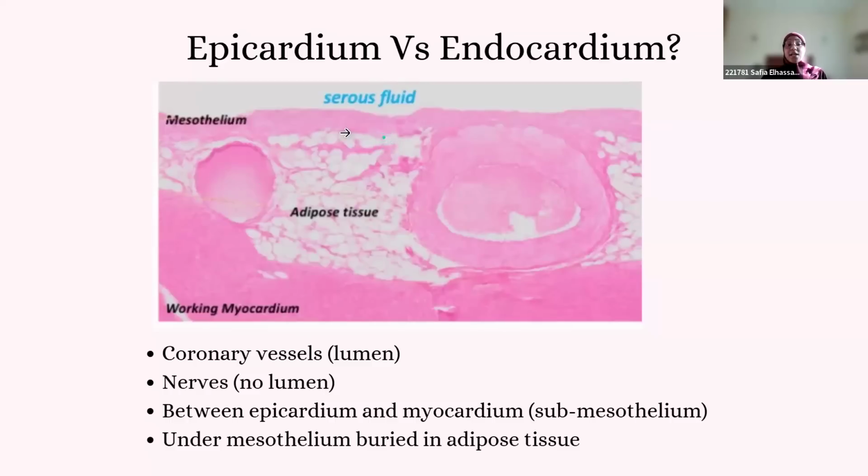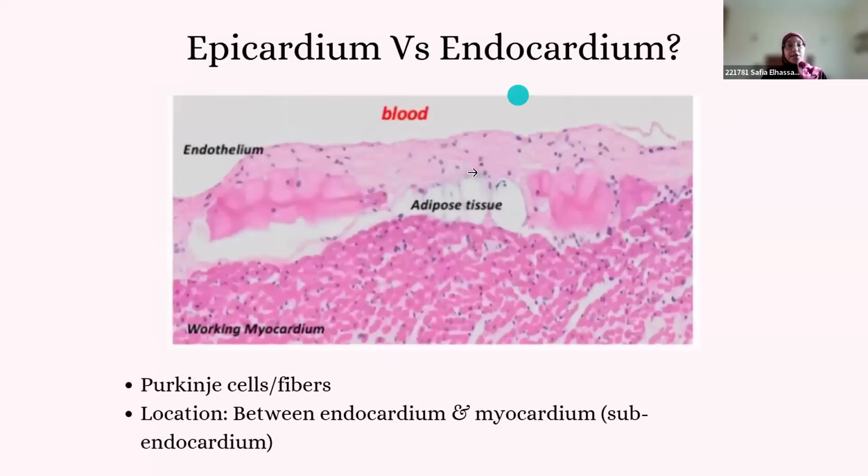And you also have a very thick layer of adipose tissue. So this is in comparison to the endocardium. You have a thinner layer of adipose tissue. It's facing the lumen of the ventricle, so it has blood and not pericardial fluid. And you would also be able to appreciate the Purkinje fibers in the endocardium as compared to the epicardium.